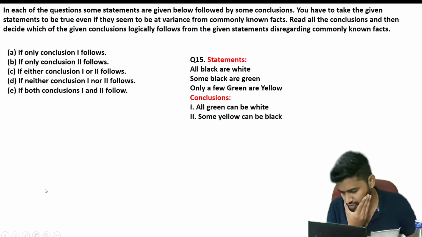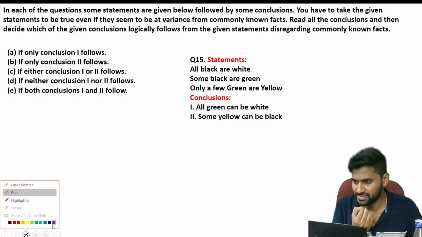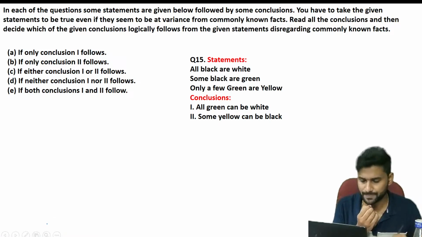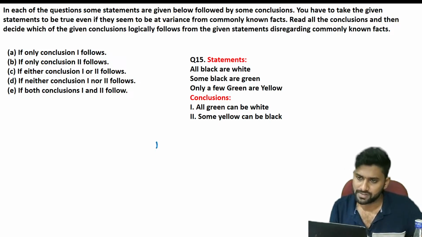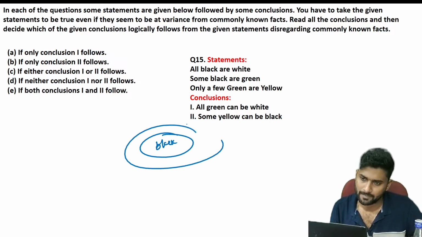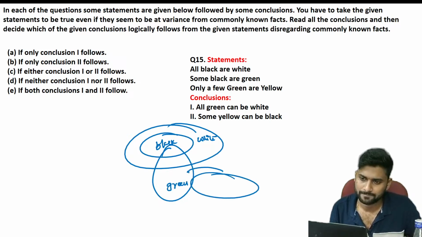See this fifth question. So in today's examination, they gave us 5 different questions, guys. Now see, all black are white, some black are green, only few green are yellow. Now, all green can be white. All green can be white.